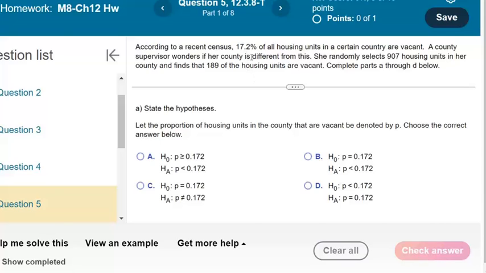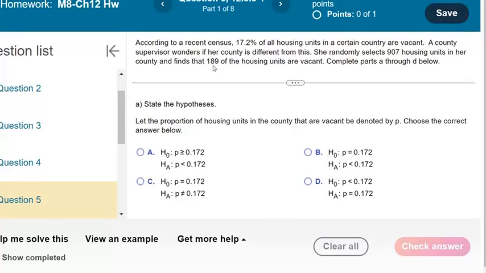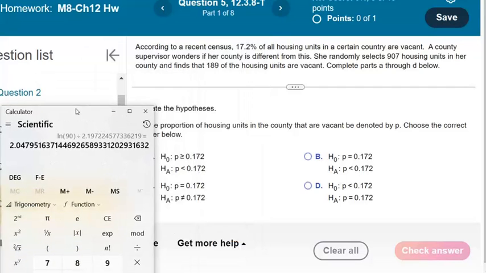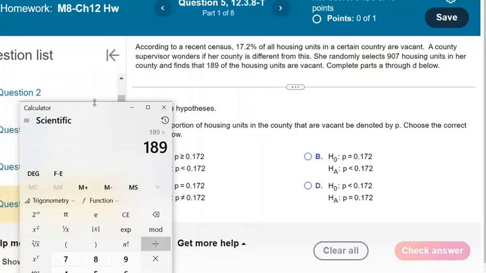So 17.2% of all housing units are vacant. And then a supervisor wonders if her county is different from this. She randomly selects 907 housing units, finds 189 units are vacant. So without doing any statistics, let's just compare those real quick. 189 divided by 907. So that's about 0.21 for our sample proportion. So it looks like more homes are vacant in their area than in the census of 17.2%.